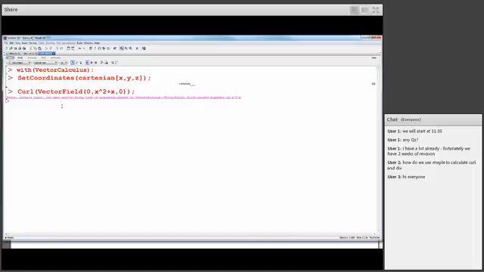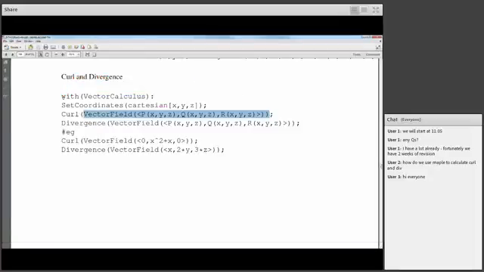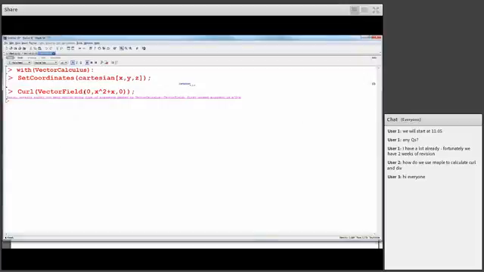What did I do wrong? Okay, and put in angle brackets. There you go. Let me make this answer a bit bigger. You can see the answer is 2x plus 1, and it's got e bar z. That's another way of saying what we write as k. So e bar x would be i, e bar y would be j, for example. So the curl is 2x plus 1.